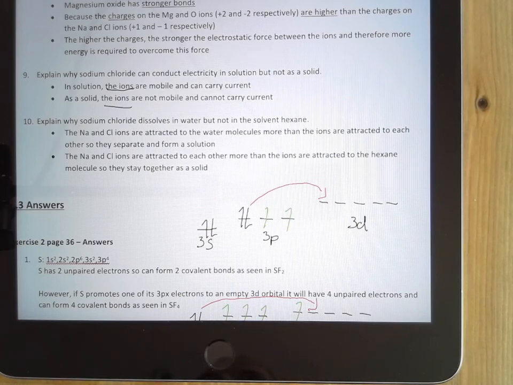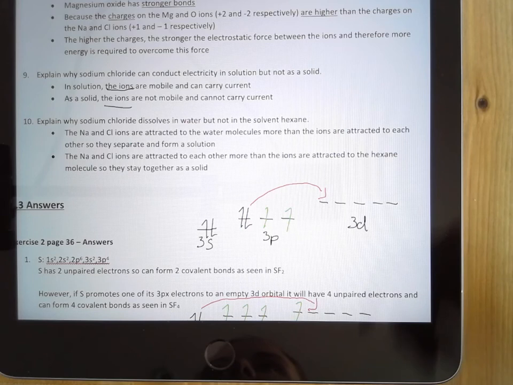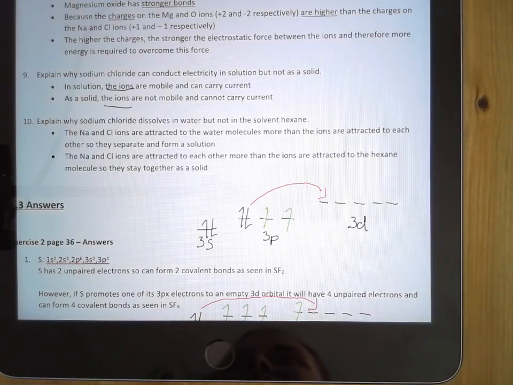It says it doesn't dissolve in hexane. That tells me that the attraction between the ions and the hexane molecules is not very strong, and it is not strong enough to overcome the force that holds the ions together. So it will dissolve in water. It will not dissolve in hexane.